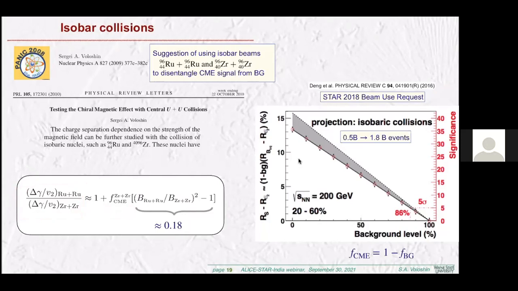This is reflected, and more estimates were done, in this paper. And in here, what is drawn is taken from the beam user request from STAR. So if the FCME is 15%, or it's written for 14%, then taking about a billion events, you would be able to get a 5 sigma measurement. And so the sigma expected in this measurement is about 3%.